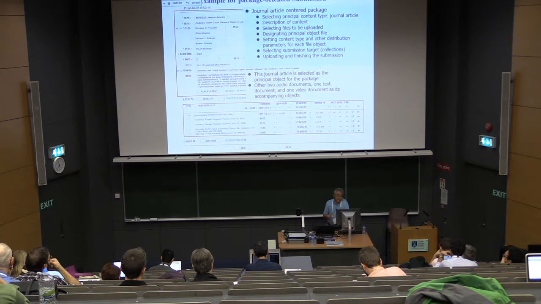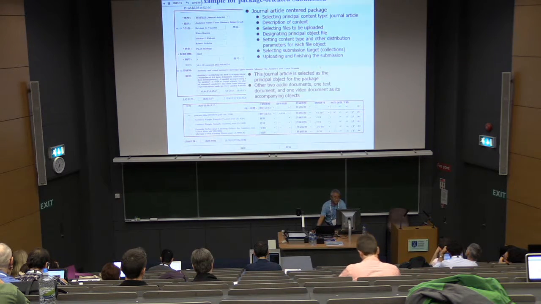From this screen, you can see we choose this journal article as the principal object for the package. The other two audio documents, one text document, and one video document are accompanying objects. And for these accompanying objects, we can also assign content type, version type, access type, license, and other control information.